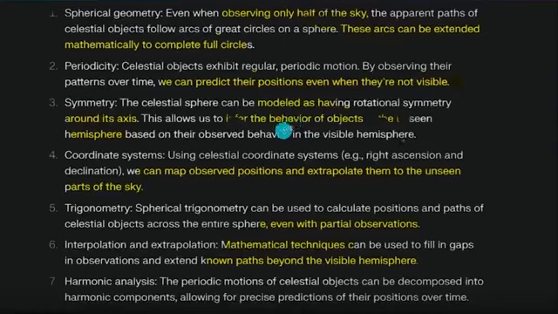Anyway, what are we doing when we're modeling it with a sphere, right? We're marking periodicity and symmetry. That's all we're doing. We're saying it comes back around after a certain time, and when we don't see it, we can mathematically represent it as a negative coordinate below the horizon. That's all we're doing. We're using the coordinate systems. We can map observed positions, and we can extrapolate them to the unseen parts of the sky.